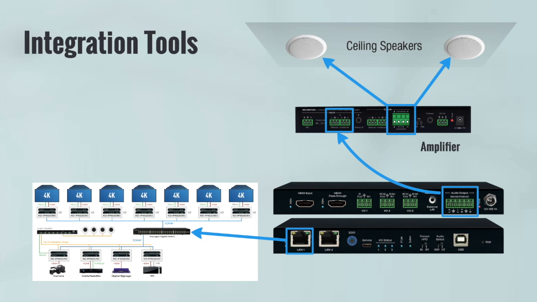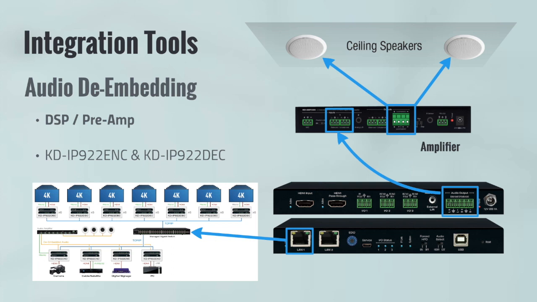The ease of integration as a result of this audio de-embed is very nice with localized amplifiers, where you can have in your zone a small amplifier such as our KD-IP922ENC, or you can feed into an audio DSP system out of the audio de-embed port at an encoder or any of the 922 units which may be located in your equipment rack.